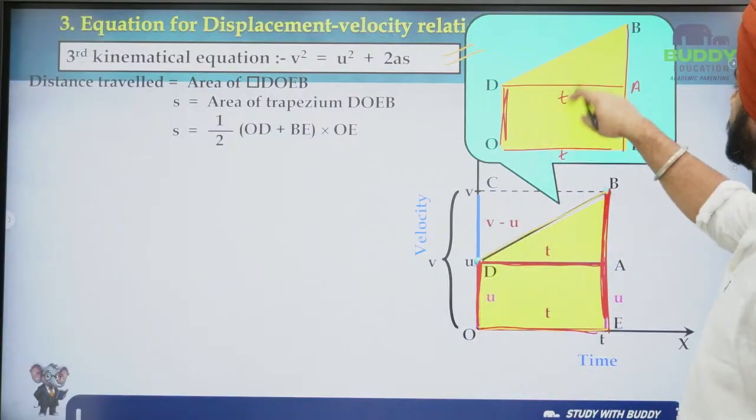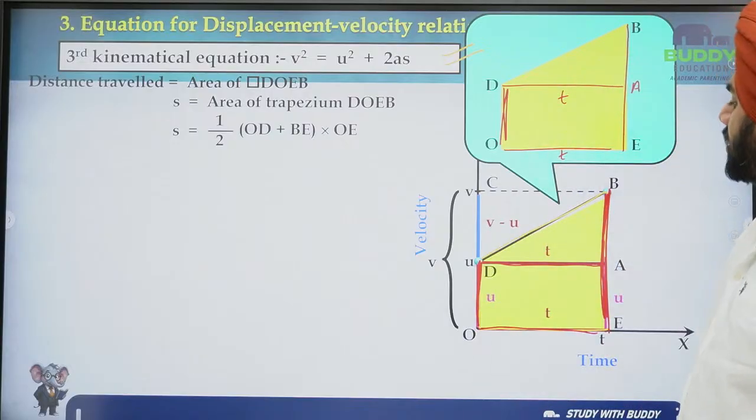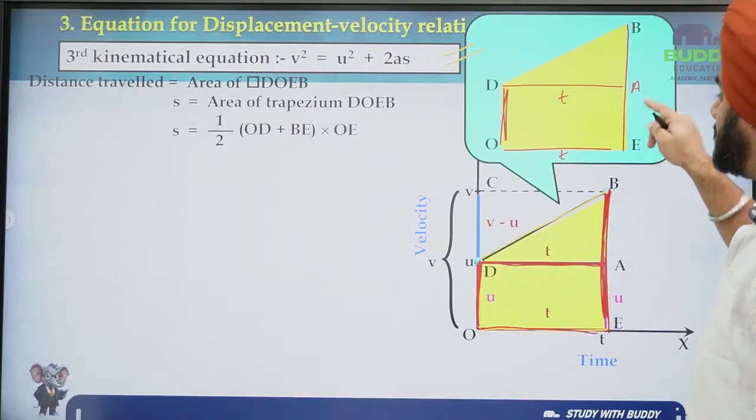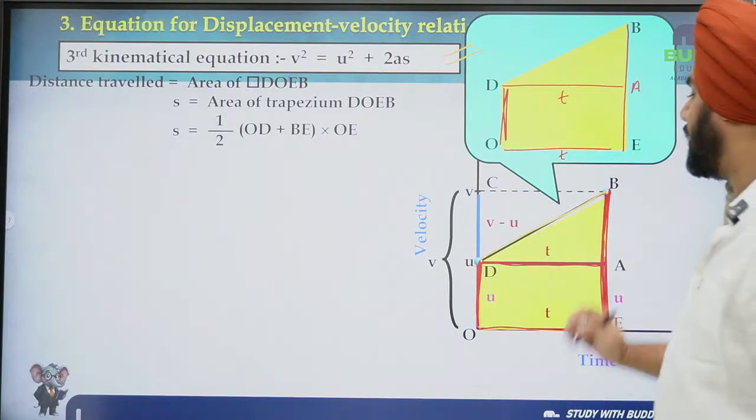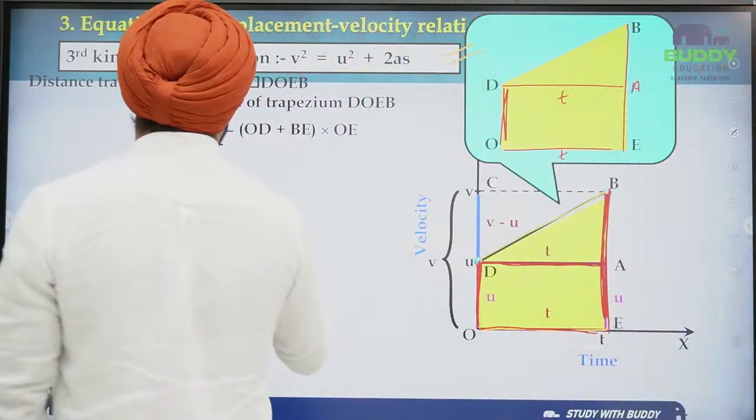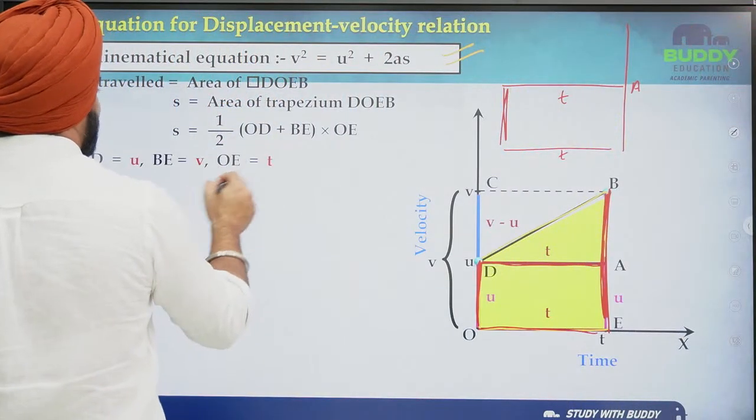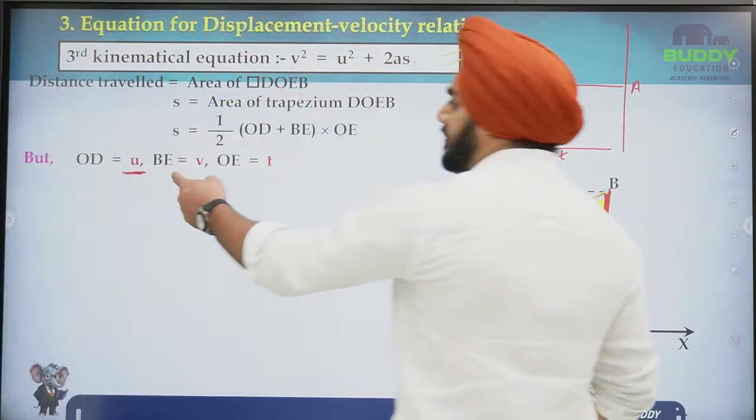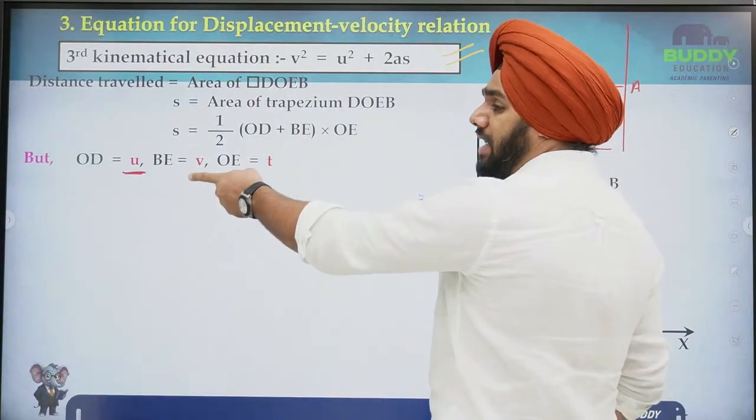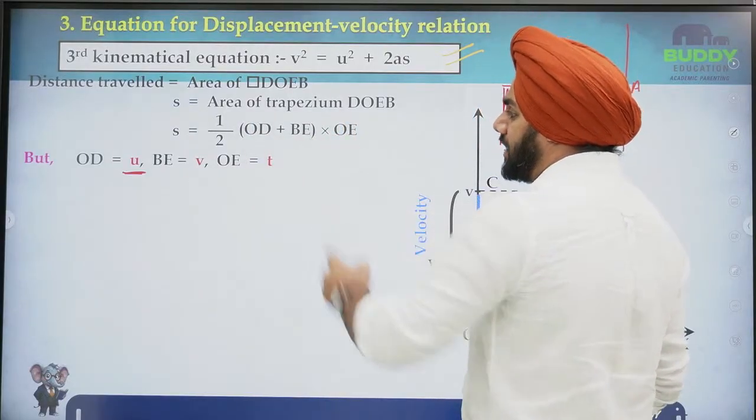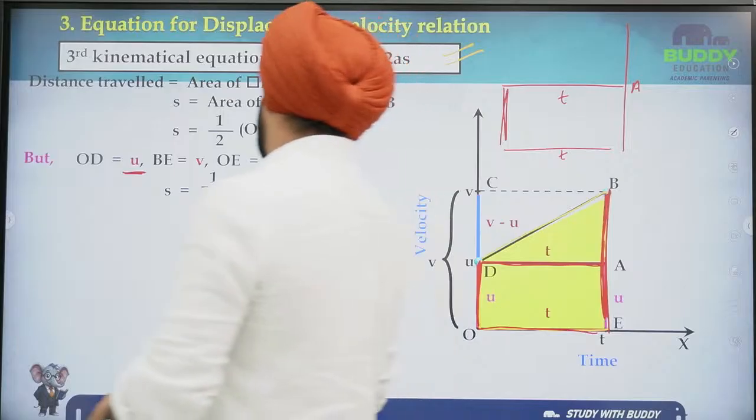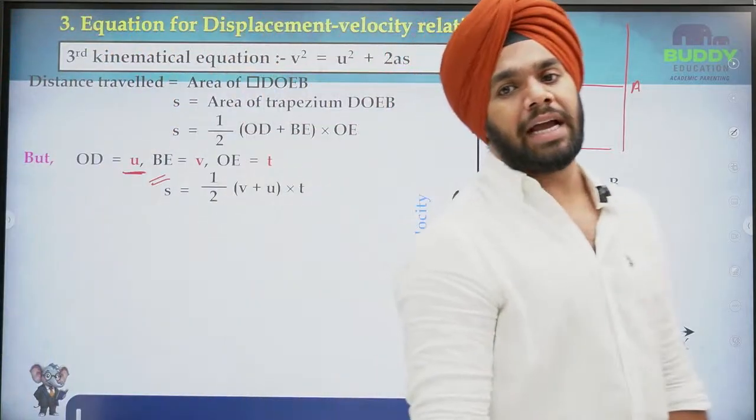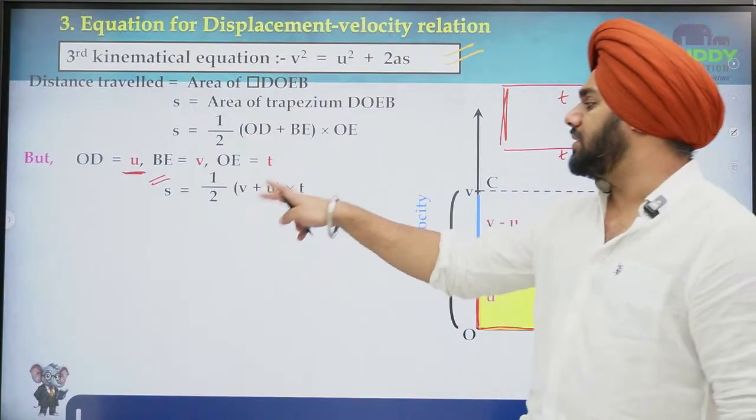So at the place of height we take time. Okay, so OD is one parallel side, BE is the other parallel side. So in place of OD we'll write U. In the place of BE we'll write V. In the place of OE we'll write T. So just take a look. This will be the equation. S is equal to half V plus U times T.